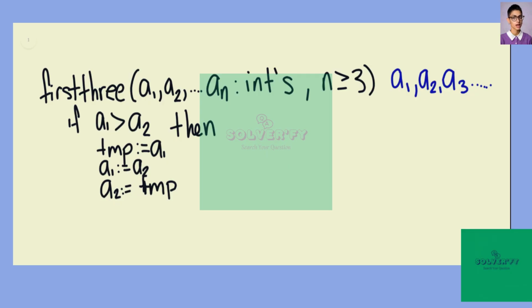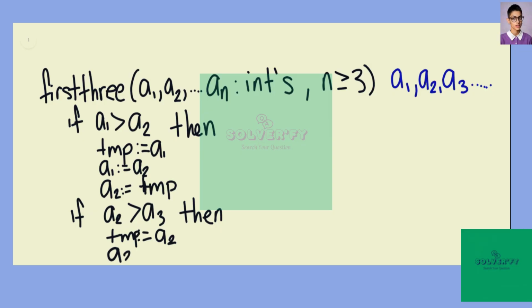And we want to do the same thing for the second and third element in the list. We'll say, well, if A2, the second one, is greater than A3, then we need to switch them. All right, so it's going to look exactly like the if statement above, except we're replacing A1 and A2 with A2 and A3. So we have our temporary variable. We set it equal to A2. Then we'll set A2 equal to A3.